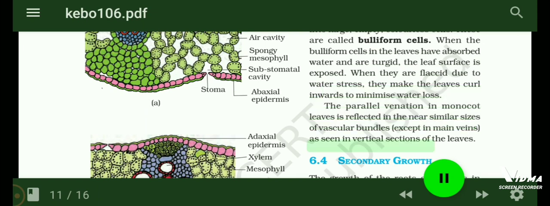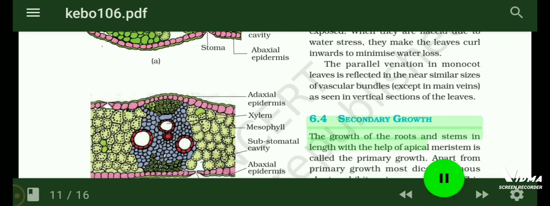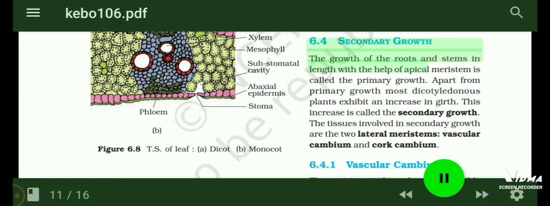6.4 Secondary growth. The growth of the roots and stems in length with the help of apical meristem is called the primary growth. Apart from primary growth, most dicotyledonous plants exhibit an increase in girth. This increase is called the secondary growth. The tissues involved in secondary growth are the two lateral meristems, vascular cambium and cork cambium.